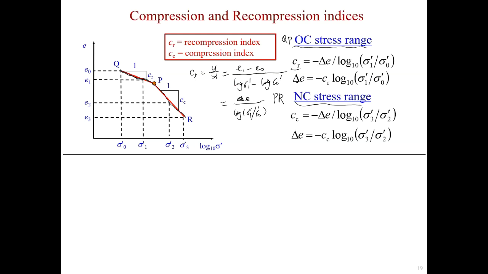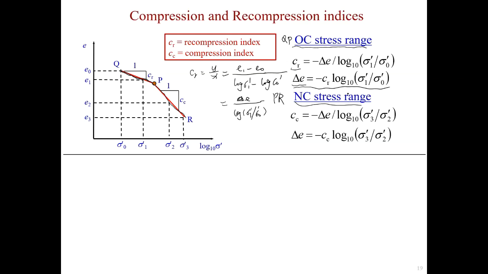Then if we would like to express the ΔE, the change in void ratio, in terms of CR, here is how it looks. We move the ΔE to the left-hand side and CR to the right-hand side. So we are able to express the change in void ratio in terms of CR and the original and final effective vertical stress. That's the OC stress range, or the QP part.